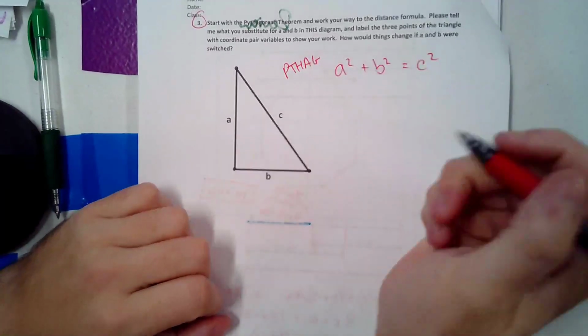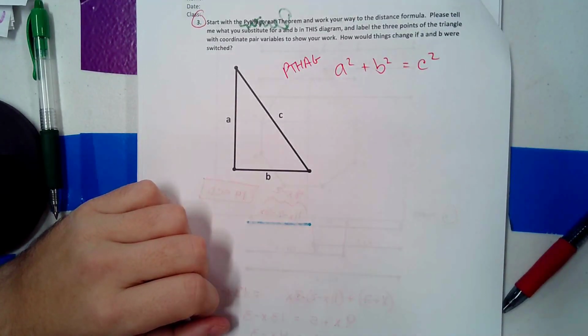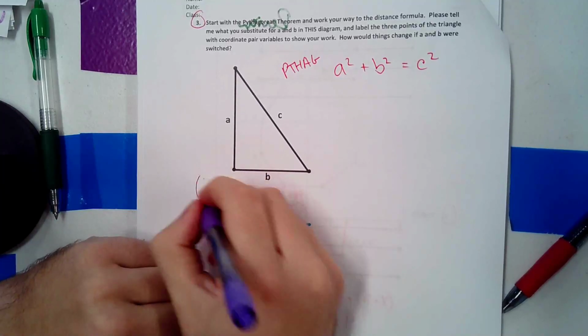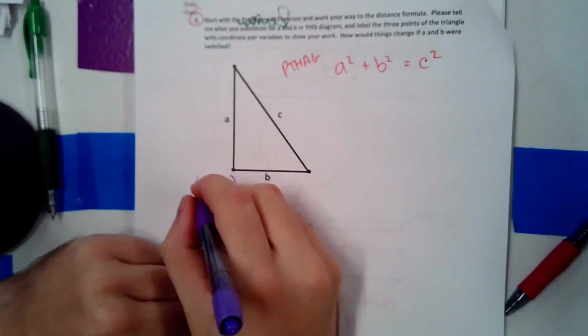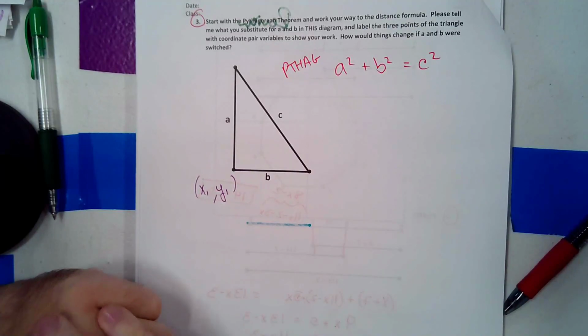Okay, so what we need to get there is a bunch of different points on our diagram. So I always start with the bottom left one. You can do whatever you want. I'm going to call that my x1, y1, because that's where I'm starting, right?